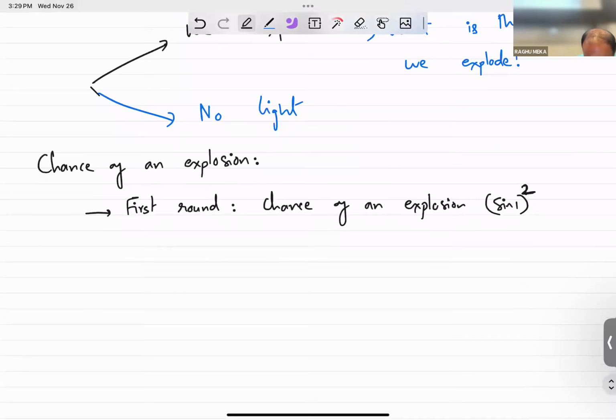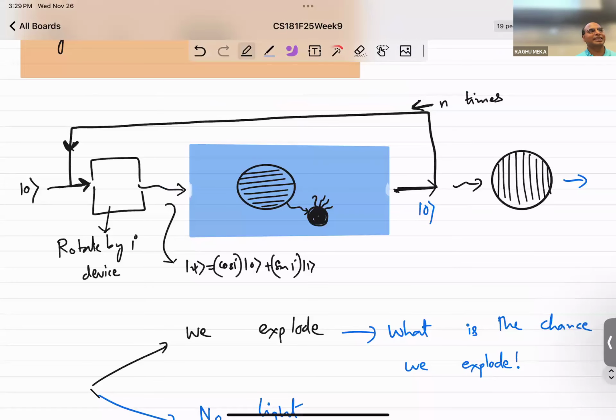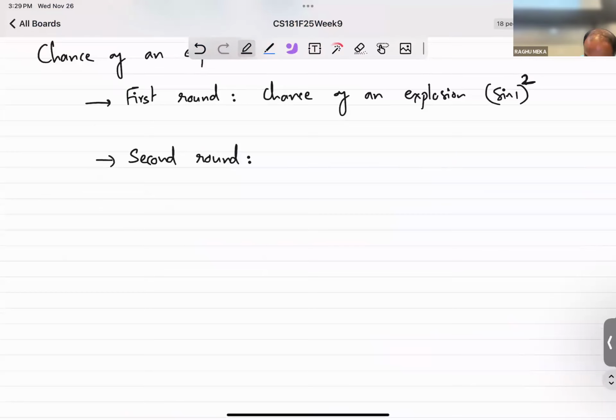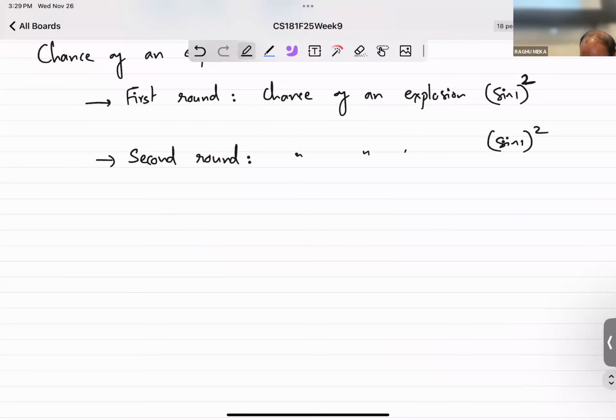And if I did not explode, what's the chance for the second round? Any guesses? Let's say I did not explode in the first round. What are the odds for the second round? Same thing, right? So it's getting reset every time. You either exploded, then you're lost. But if you did not explode, it's getting reset every time, right? So I come back as a 0 here, and 0 gets rotated by 1 degree, and then the same thing again. So the chance of an explosion is sine 1 whole square. Okay, so I keep doing this, 90 rounds.